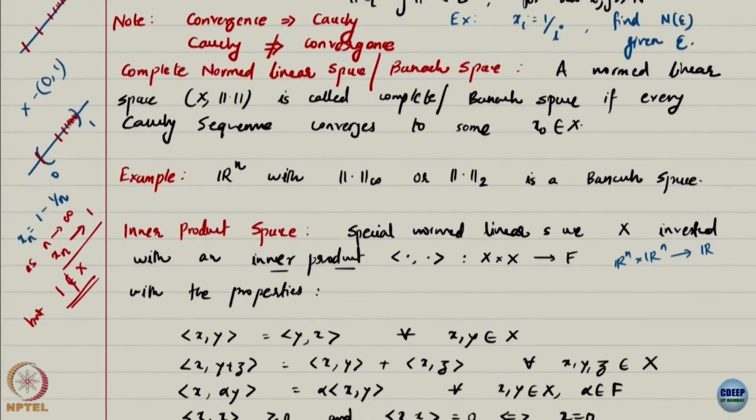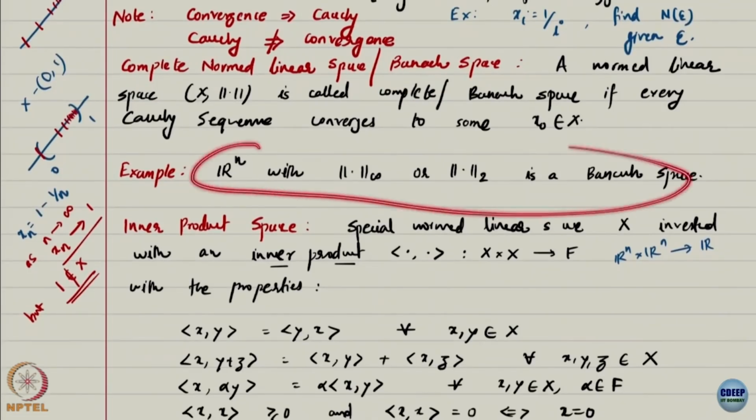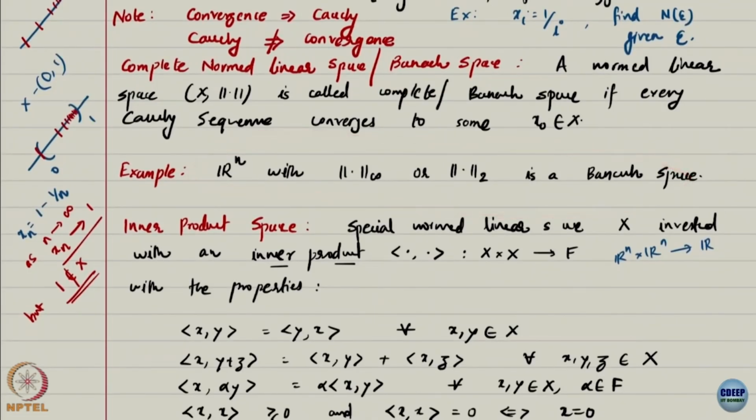Alright, as you can imagine, Rn with these norms is a Banach space, because I excluded nothing. Whatever sequence you create, if it's convergent, it is definitely Cauchy. If it's Cauchy, it's definitely convergent.